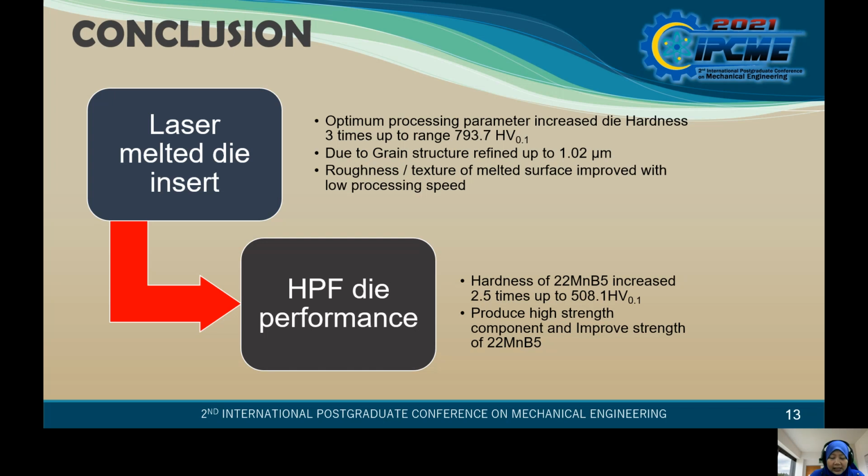In conclusion, this research is significant to hot press forming: using a laser melting die insert can improve the die performance, where the optimum processing parameter increases die hardness 3 times up to 793.7 Hardness Vickers due to grain structure refined up to 1.0 micrometer, and the roughness or texture of the melt surface improves with low processing speed. While hardness of boron steel increased 2.5 times up to 508.1 Hardness Vickers, producing high strength components and improving the strength of boron steel.